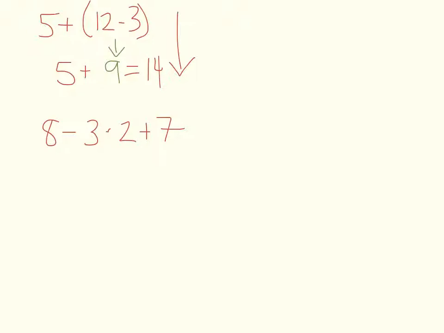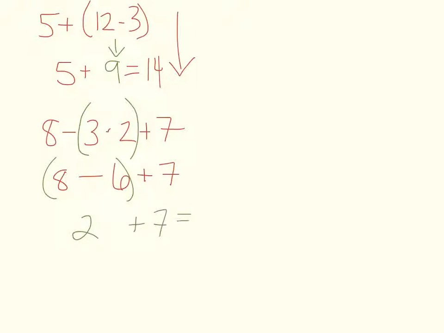Remember, we're always going to do multiplication before we do addition or subtraction, so I always give myself a grouping symbol right here to remind myself to solve this first. If I do that correctly, then what I have here is 8 minus 3 times 2 is 6, and then plus 7. Now we're going to go left to right. So I put in another set of parentheses to remind myself of that. I'm going to do 8 minus 6 first. That's going to give me 2. And then I'm going to add 7, and you should have got an answer of 9.